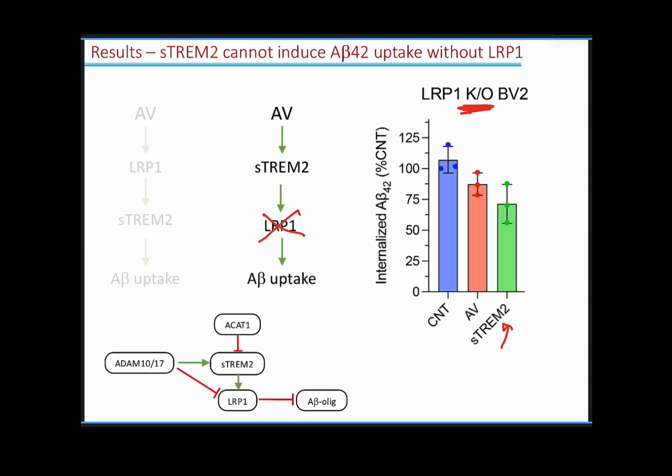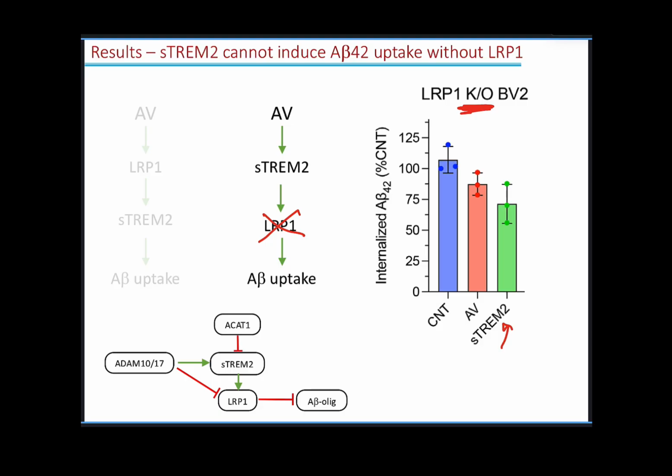In fact, what appears to be a mild decrease in the uptake. So now cells without LRP1 cannot respond to sTREM2. So what they're favoring, they didn't show the counterpart. They didn't add a lot of LRP1 and take out soluble TREM2, by inhibiting ADAM or whatnot. But with this evidence, they think that it goes like this.